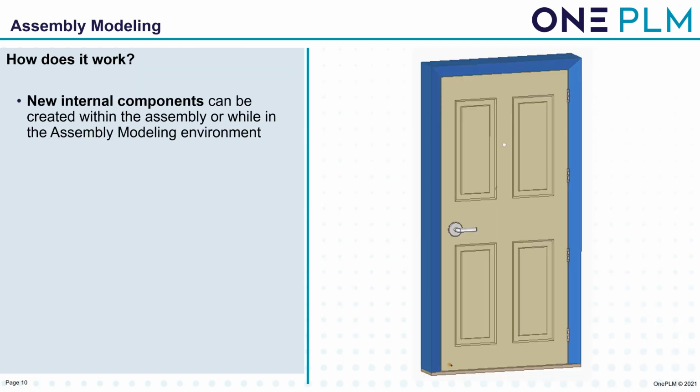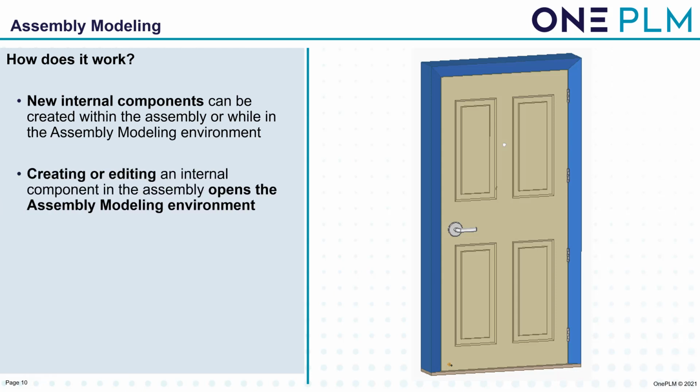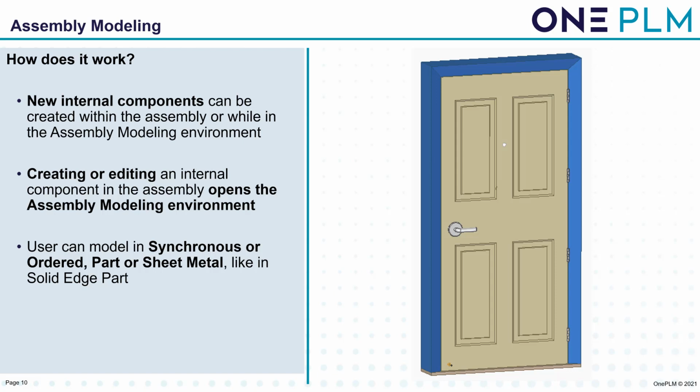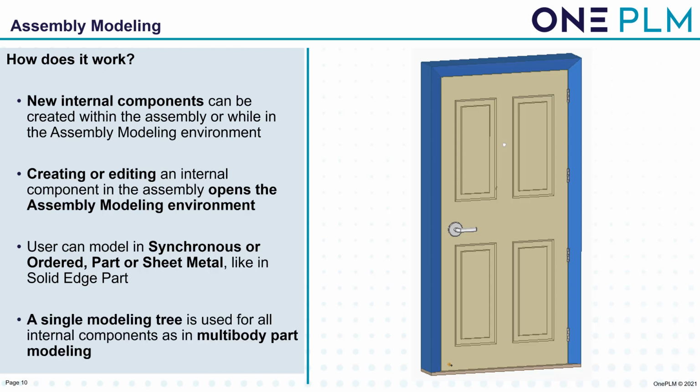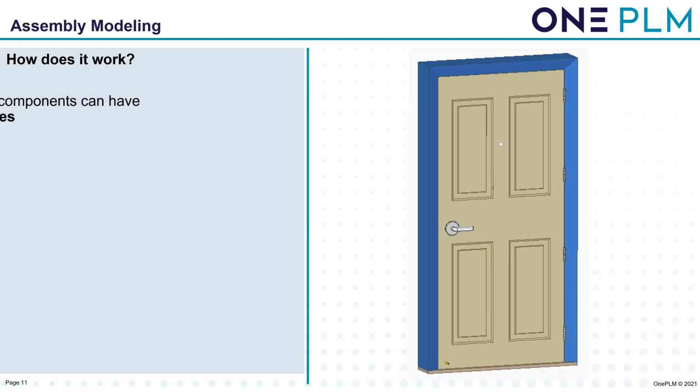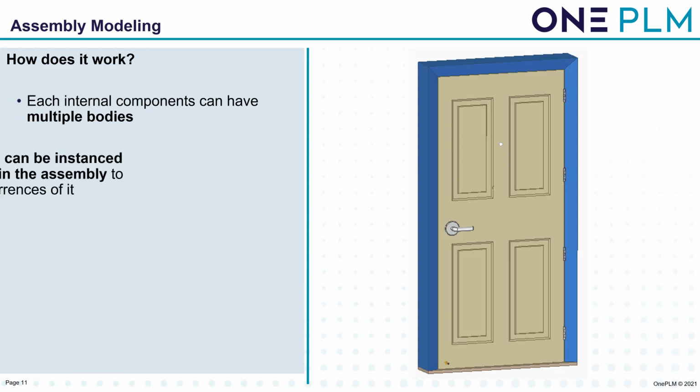So how does it work? New internal components can be created within the assembly or while in the assembly modeling environment. Creating or editing an internal component in the assembly opens the assembly modeling environment, and the model can be synchronous, ordered, part or sheet metal, like in Solid Edge part. A single model tree is used for all the internal components, as in multi-part modeling. So each internal component can have multiple bodies.